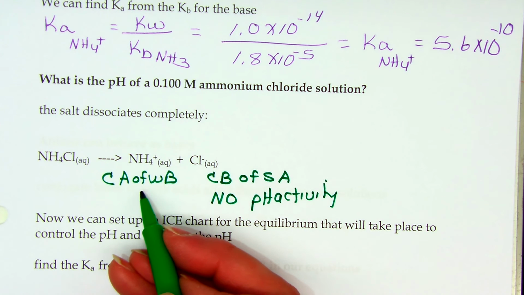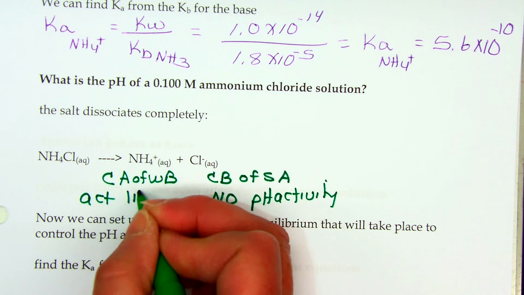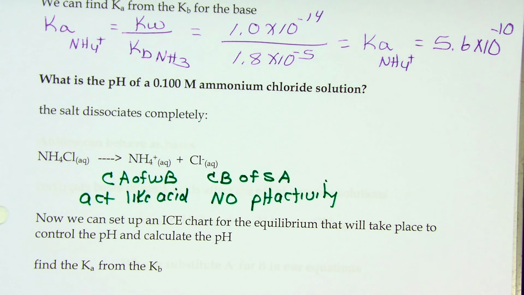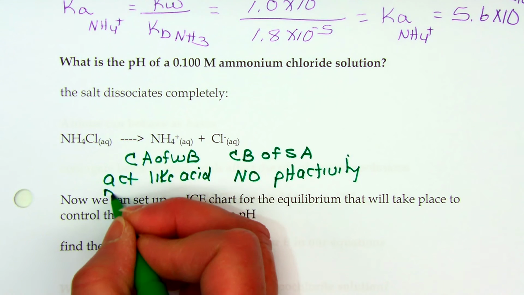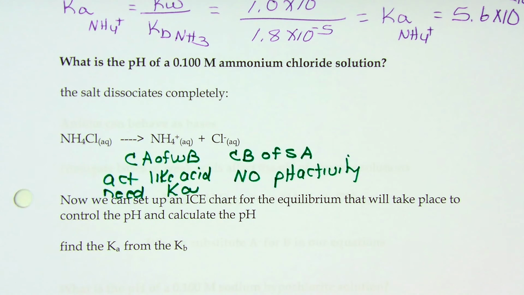The conjugate acid of a weak base will act like an acid. And that means that it's now going to act like a weak acid, so I'm going to have to figure out what the pH is by using an ice chart, finding the hydrogen ion concentration, and then determining pH. And because it's acting like an acid, I need a Ka. And I have to find that Ka from the Kb.